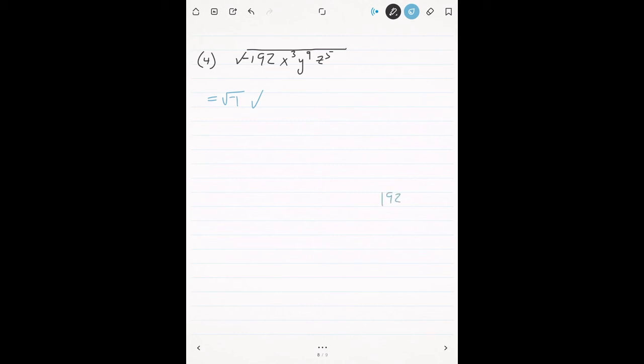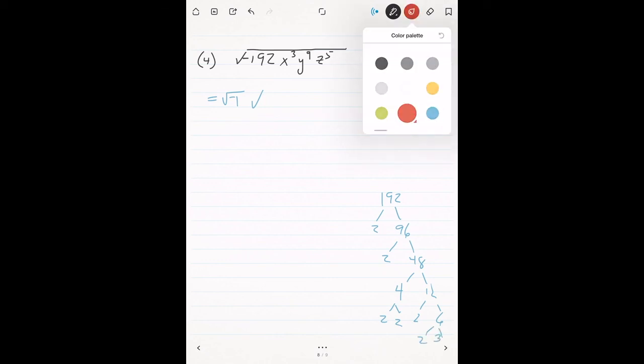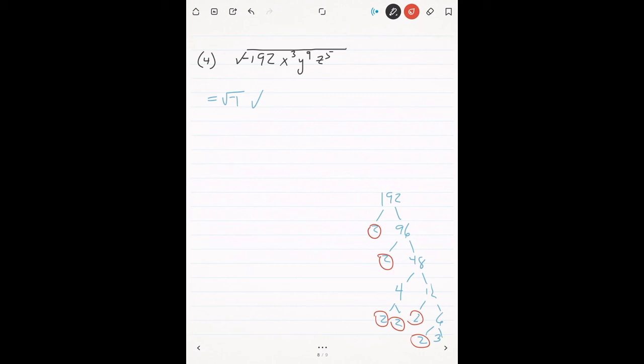We have 192. Let's see, that can break up into 2 and 96. And 96 can break up into 2 and 48. 48 can break up into 4 and 12. 4 is 2 and 2. 12 is 2 and 6. And 6 is 2 and 3. So let's see, what do we have here? How many 2's are there? 1, 2, 3, 4, 5, 6. And then 1, 3. So we have six 2's and one 3.